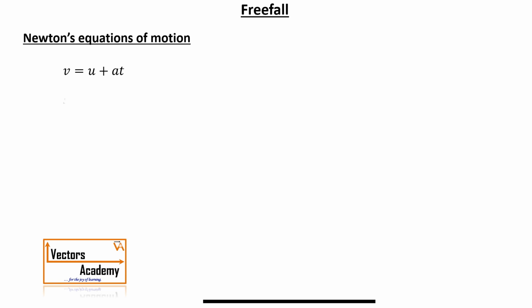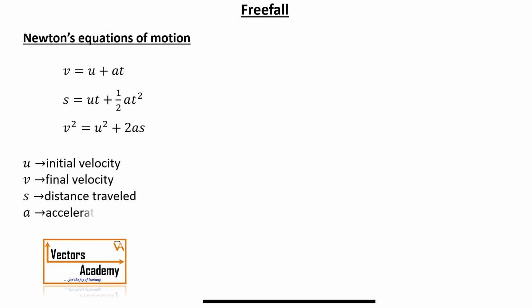The displacement s is given by s is equal to ut plus half at square. And we have the third law, that is v square is equal to u square plus 2as.